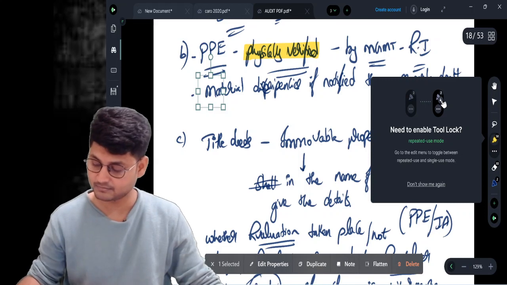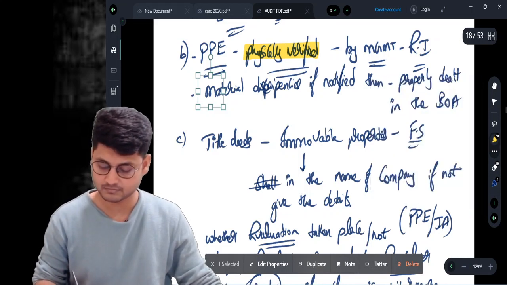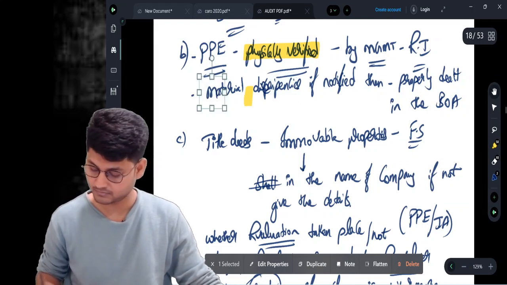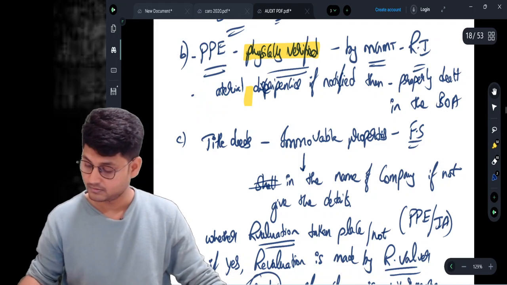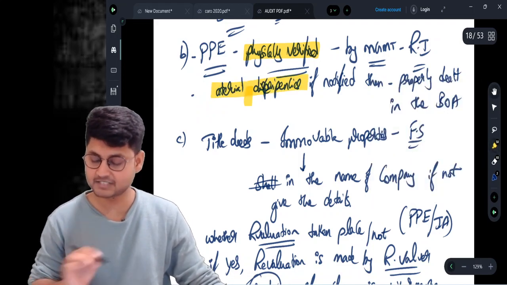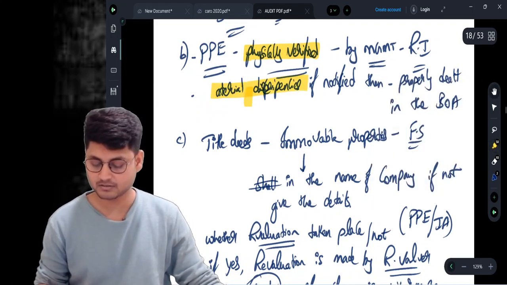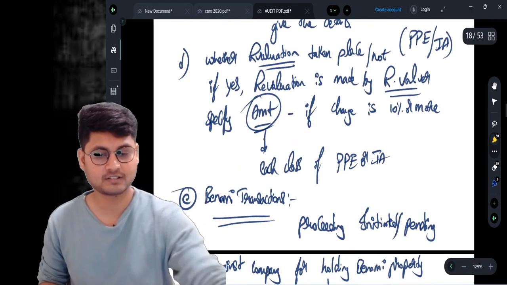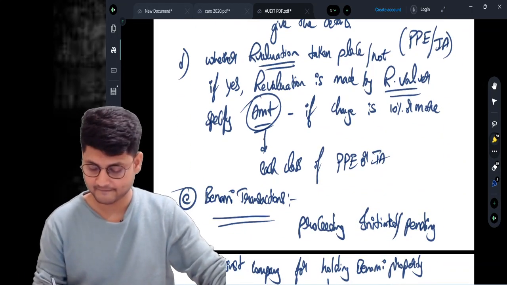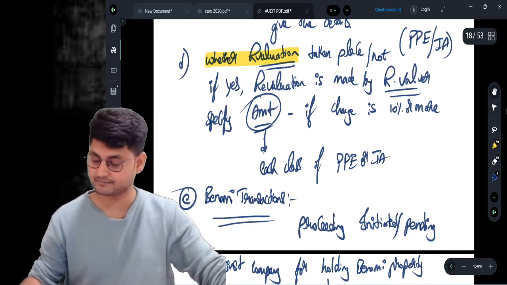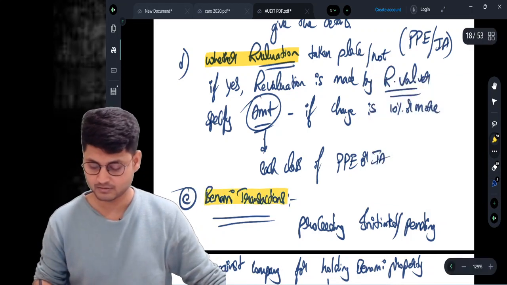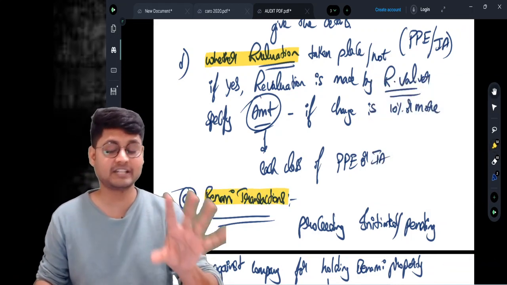Okay, and then material discrepancies, whether properly dealt with or not. Next one talks about title deeds. Okay, subclause D, it talks about revaluation. And last one, subclause number E, it talks about Benami transactions. These are the 5 areas you need to remember.